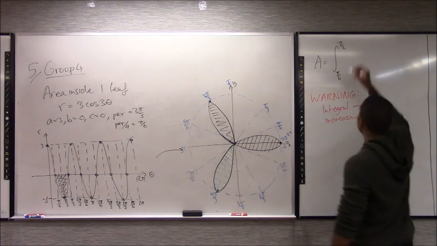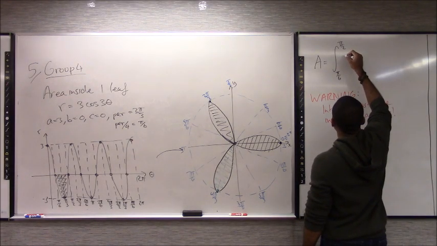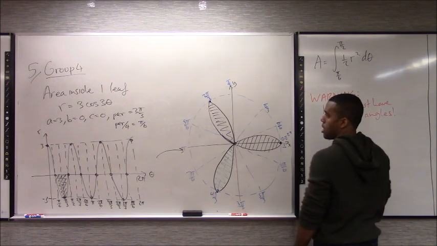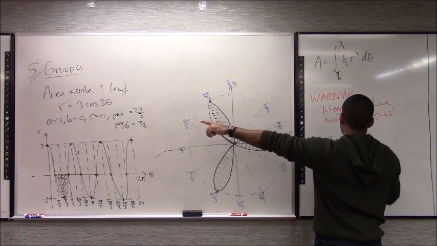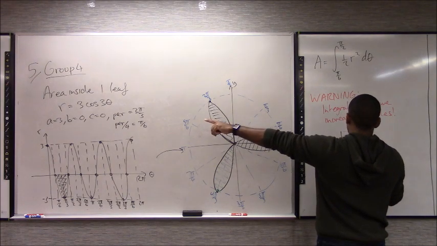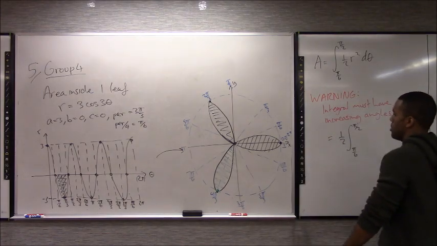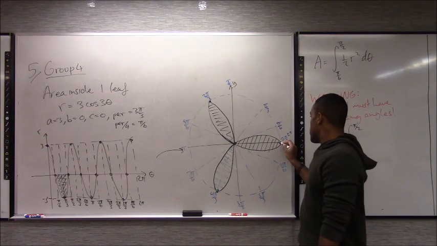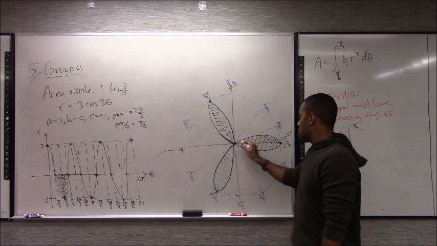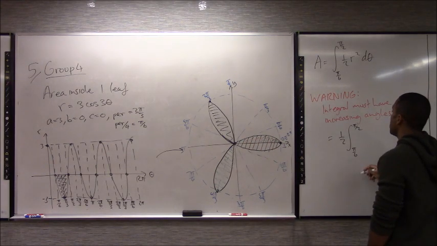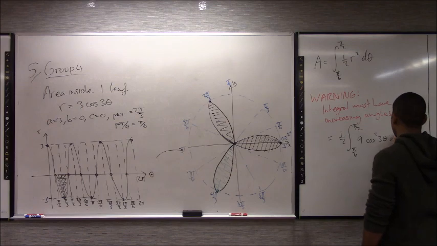Okay, that being said, what's the formula? 1/2 r squared d theta. So your r is just going to be that, so we're going to square that. So it's 1/2 times the integral from pi over 6 to pi over 2. By the way, a nice one would also be to integrate from 0 to pi over 6 and then double it. So 0 is nicer to plug in, but let's continue here. We're going to square that, that's 9 times cosine squared 3 theta d theta.